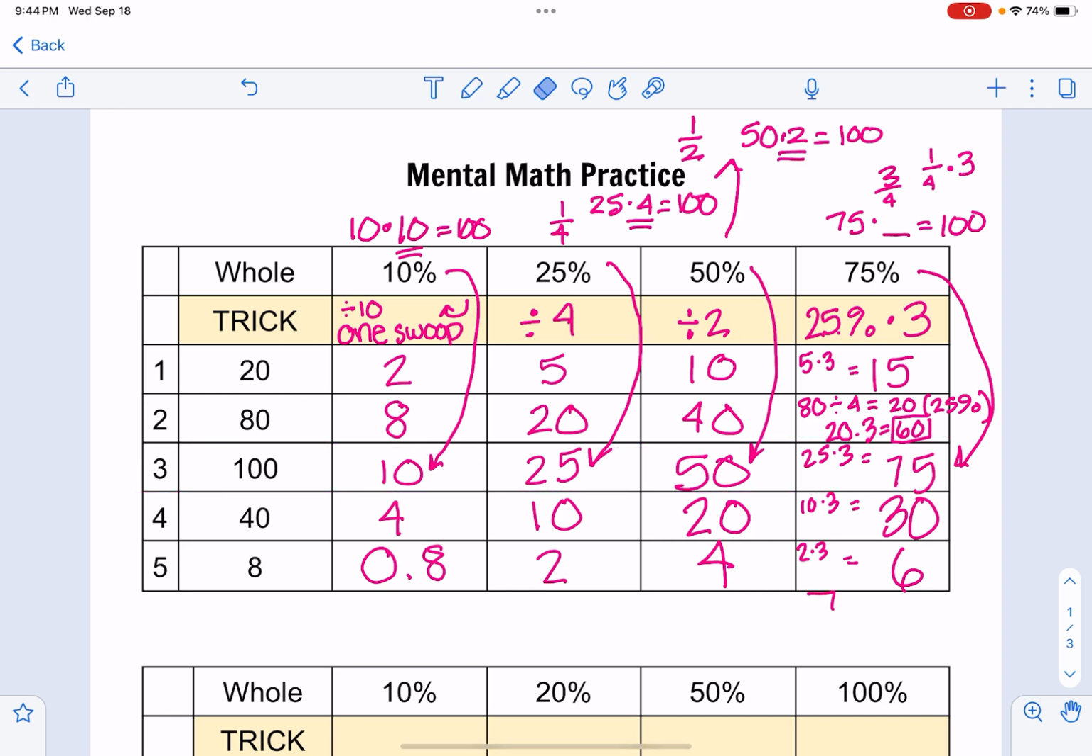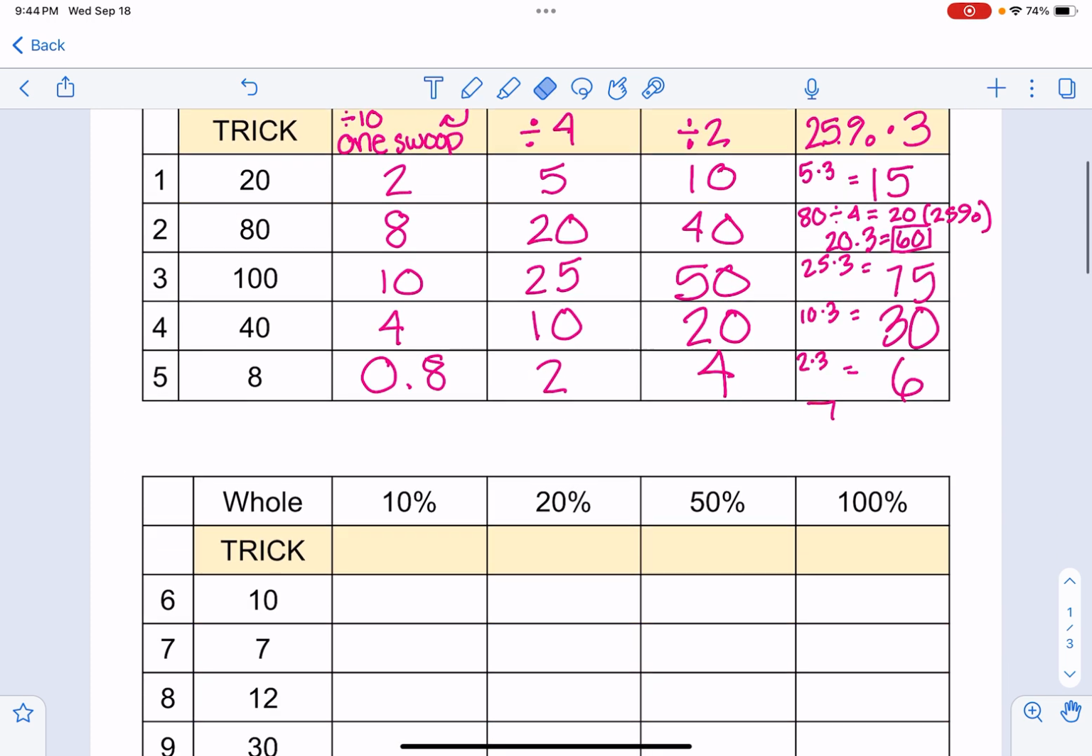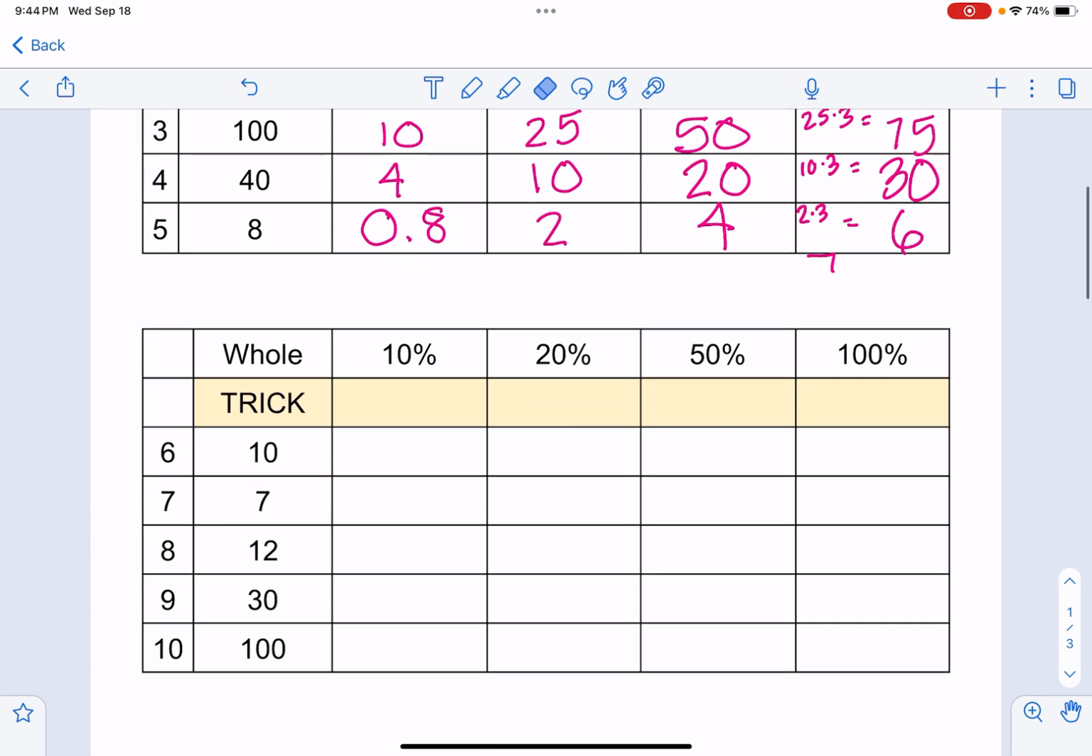All right, going to get rid of some of those markings, and now we're going to do the bottom half of the page. So some of these are going to repeat. The first one is 10%. We already learned that to find 10% of something, we're going to divide it by 10, or in other words, do one swoop to the left. It's the same as the column above it. Go ahead and pause the video and see if you can do all of these new wholes as 10%. Unpause it when you're ready to go over it.